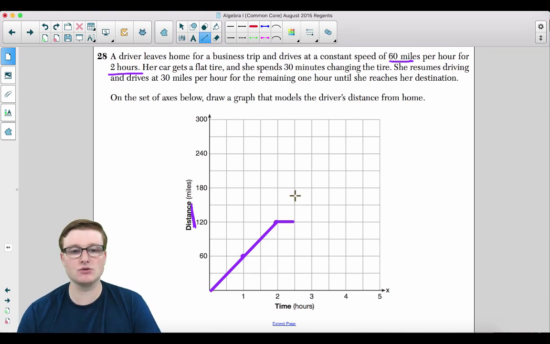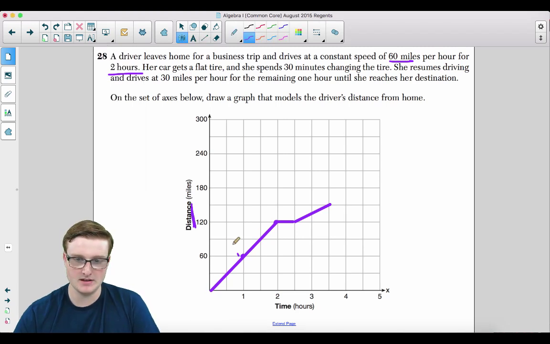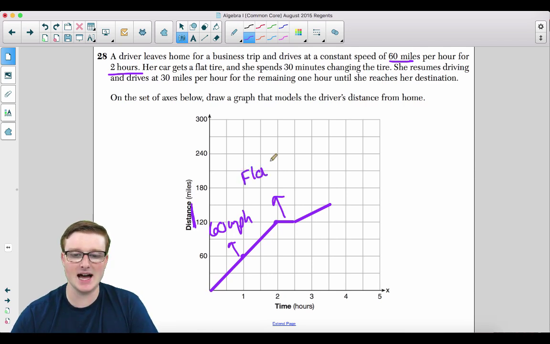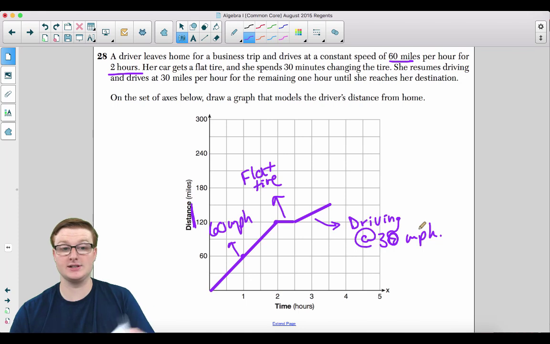Then she resumes her driving and drives 30 miles per hour. So if she's driving 30 miles per hour, she's just going from 120 to 150 in 1 additional hour. So we're stopping right here at 3 hours and 30 minutes. So once again, this is showing driving at 60 miles per hour. This interval shows the flat tire for 30 minutes. And then this interval over here shows driving at 30 miles per hour. And that's it. Pretty simple stuff.